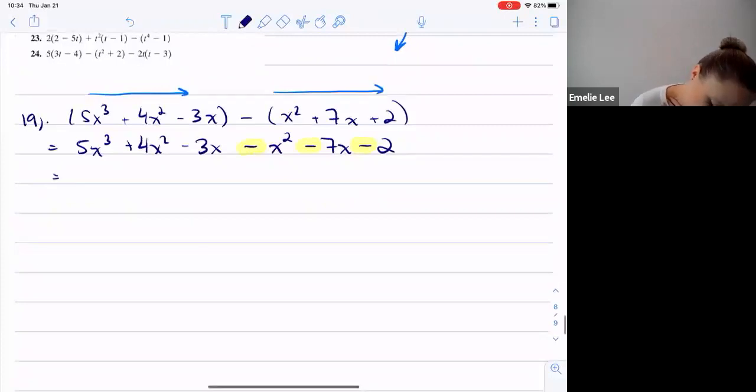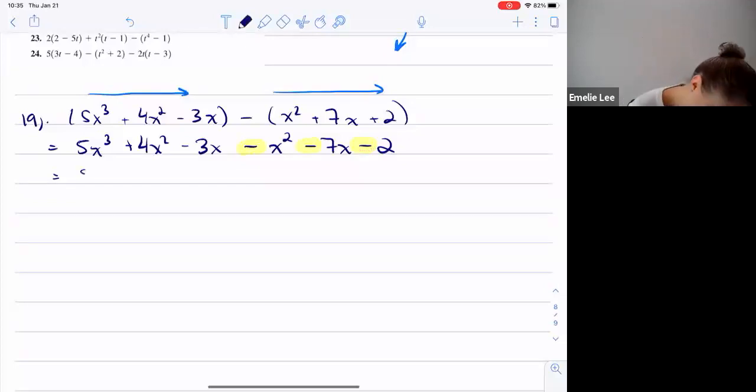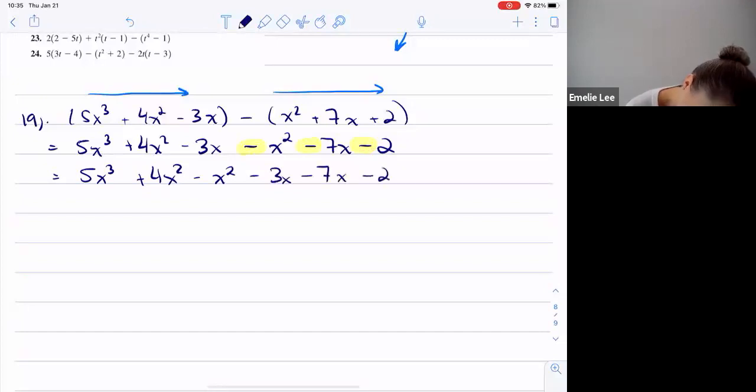So then now I can collect like terms, right? I've got just the 1x to the 3, so 5x to the 3, I have two terms of x squared, and I have two terms of x, and then I have one constant. So what I'm going to do is rearrange these, or if you wanted to just skip to it, that's fine. But I have 5x to the 3 plus 4x squared and then minus x squared minus 3x minus 7x minus 2.